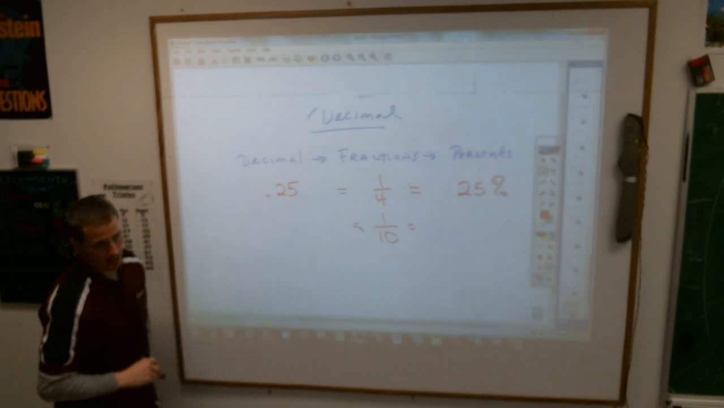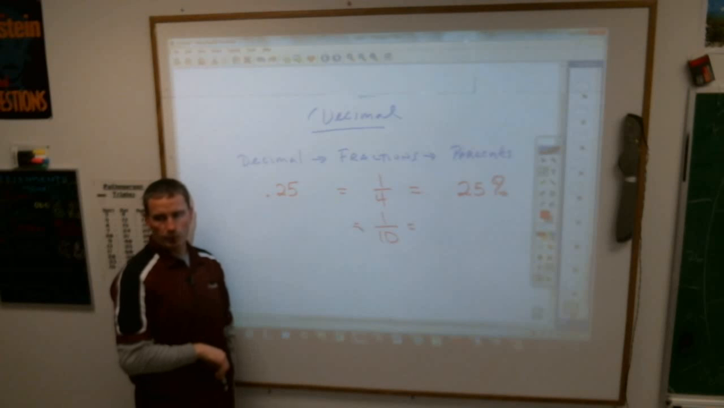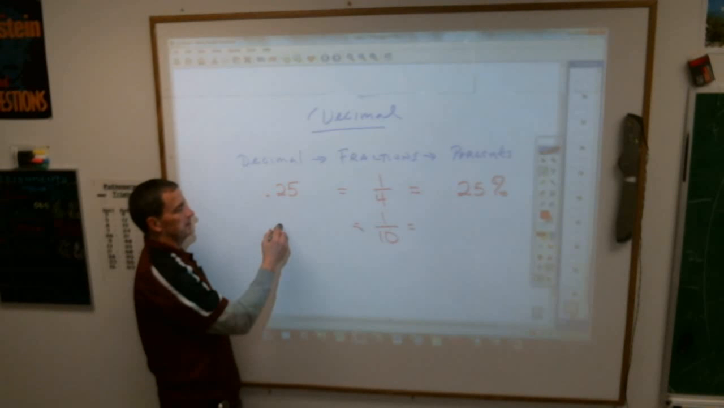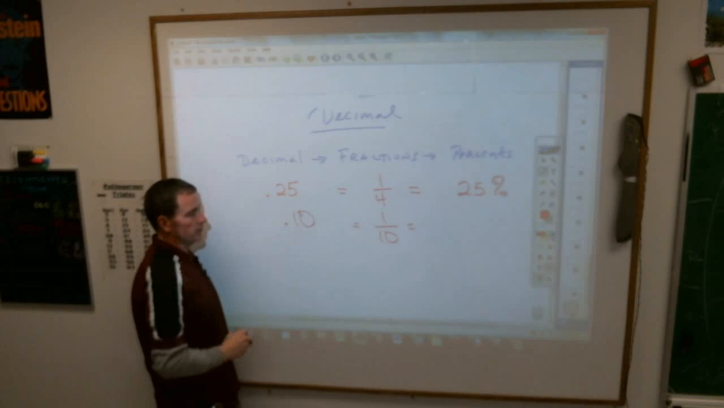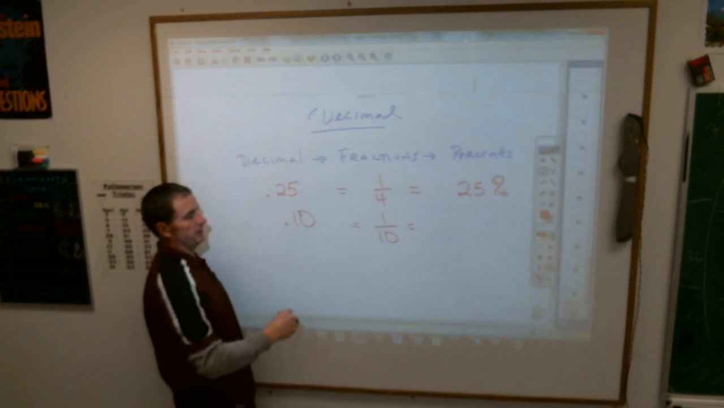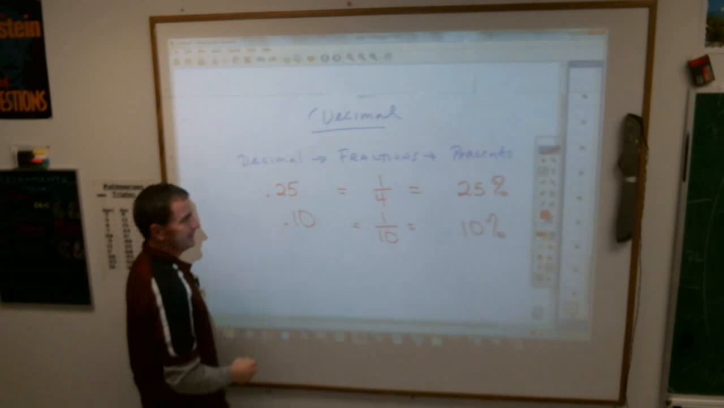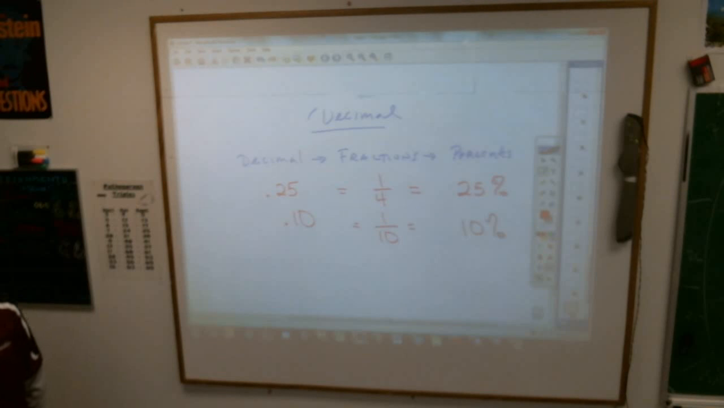The same thing would be true for tenths. They are easy. A tenth of a dollar is how much money? Call that little bad boy a dime. It's 10 cents, 0.10. And guess what it is as a percent? 10%. A dime is 10% of a dollar.